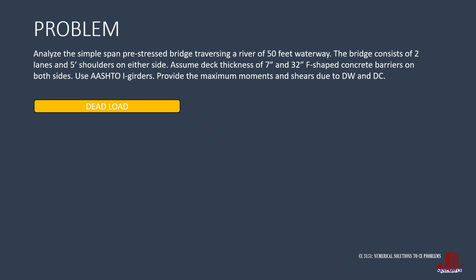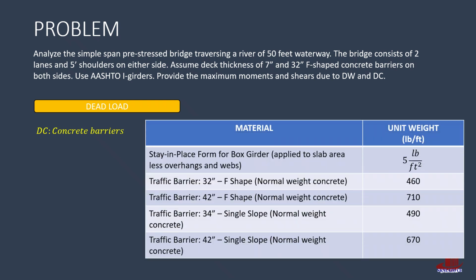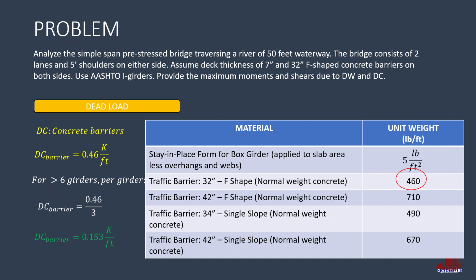Although not illustrated, the problem also discusses concrete barriers on either side of the bridge. The barriers are 32 inches F-shape, and using the table, we see the unit weight is 460 pounds per foot, taken as 0.46 kip per foot. Since there are more than 6 girders for the bridge, the 3 nearest girders to the barrier shall support the dead load. Thus, the unit weight is divided among the 3 girders, giving 0.153 kip per foot for DC barrier.